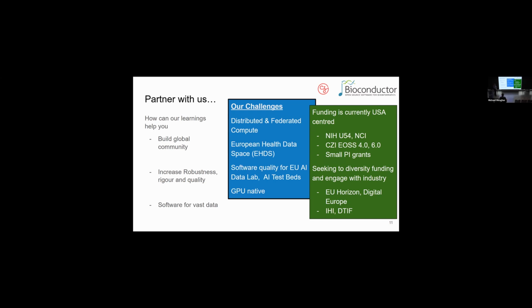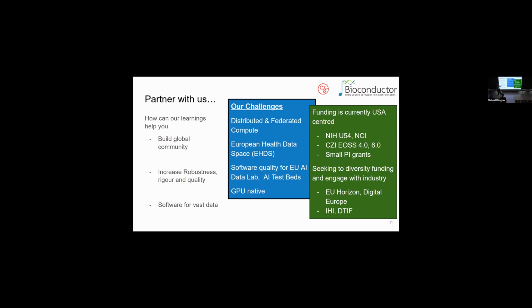But these are challenges: how we actually build robust software within AI data labs in Europe, in testbed centres, how we actually scale for the European health data space, which in 2029 in Europe, all health data, all clinical data will be available for research. So how do we scale to this? How do we build those software quality metrics? We have quality checks at the moment for individual packages, but how can we check that the quality of the software is working very well within an AI workflow and a containerized system? And how can we build GPU native compute?